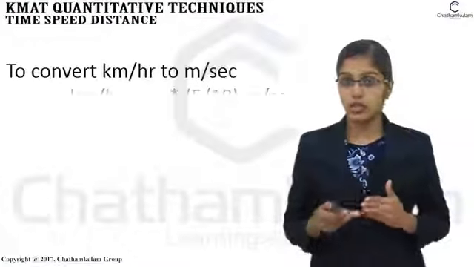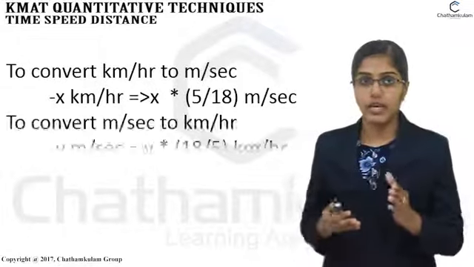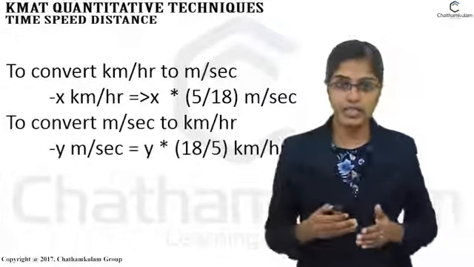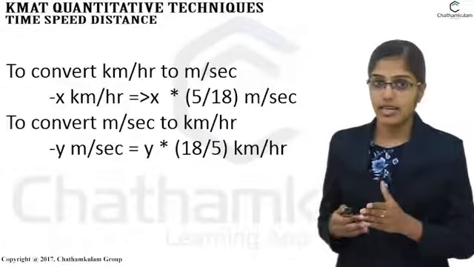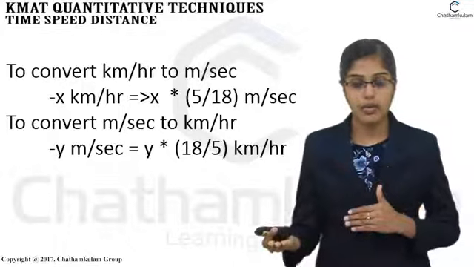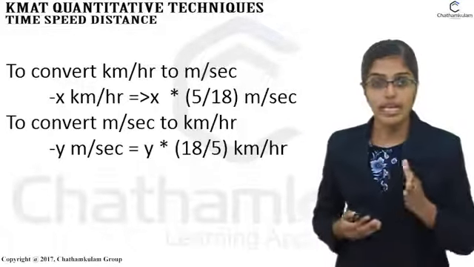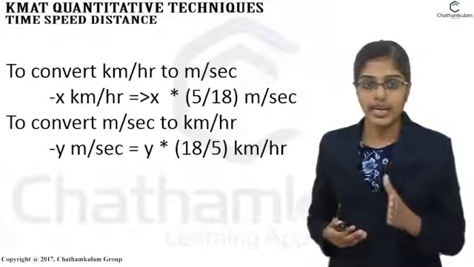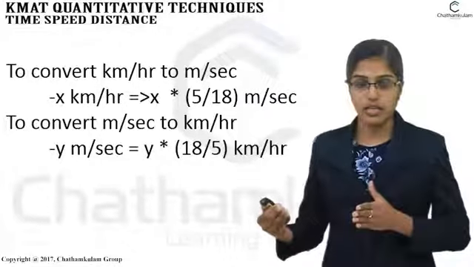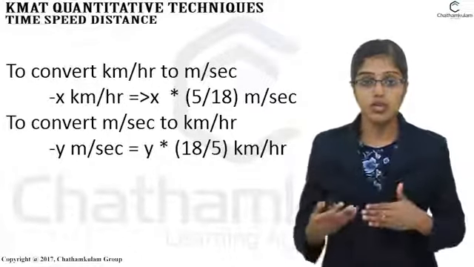Next, we have to discuss some tips. To convert kilometer per hour to meter per second, we have to do x into kilometer per hour. That is x into 5 by 18 meter per second. Then, to convert meter per second to kilometer per hour, we have to do y into meter per second. That is y into 18 by 5 kilometer per hour. This is reverse of first one.